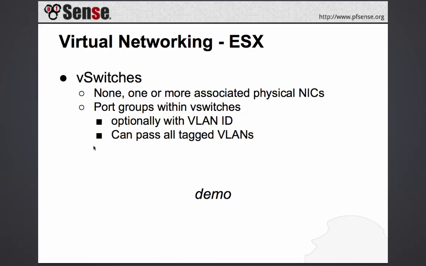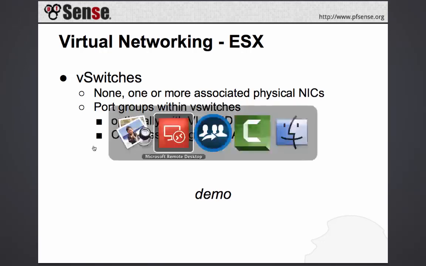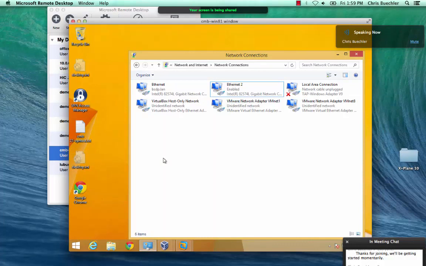So virtual networking in VMware ESX. The base of that is vSwitches. And then vSwitches can have 0, 1, or more associated physical NICs. NIC bonding is something that you get with this class of hypervisor that you just don't find in the desktop stuff. And then within the vSwitches, you have port groups. Each port group can optionally have a VLAN ID, and or you can set it to pass all the tagged VLANs across. And I'll pull up a machine here to show you.